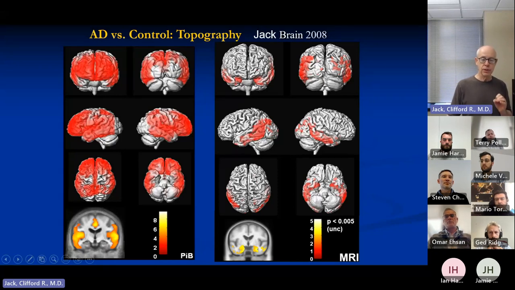There isn't very much PIB deposition in the area that you would expect based on phenotypic presentation. In contrast, if you come over to the MR, you see a lot of volume loss exactly in the area of the brain where you would expect based on phenotypic presentation.